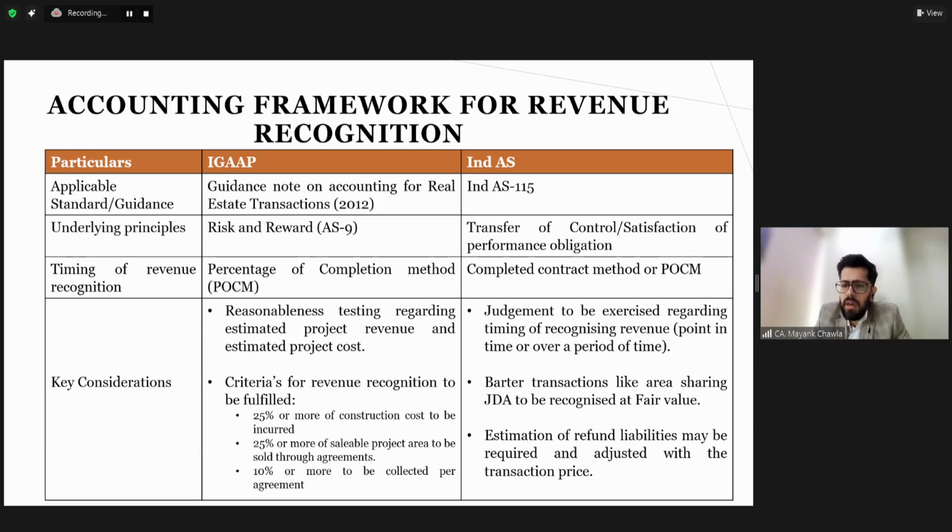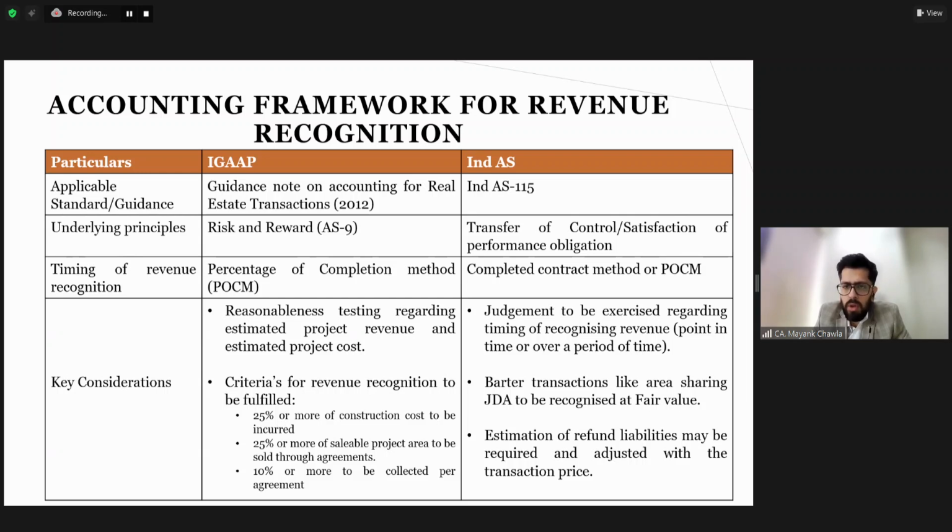Then in this industry there are certain refund liabilities which may arise because of cancellation from the side of the customers or maybe defaults from the side of the developers as well. So while you are assessing the transaction price on the basis of which the revenue will be recognized, the transaction price has to factor in the refund liabilities that may arise in future. So those have to be estimated at the time of recognition of revenue only. So this is what it is when it comes to IGAP and Ind AS.